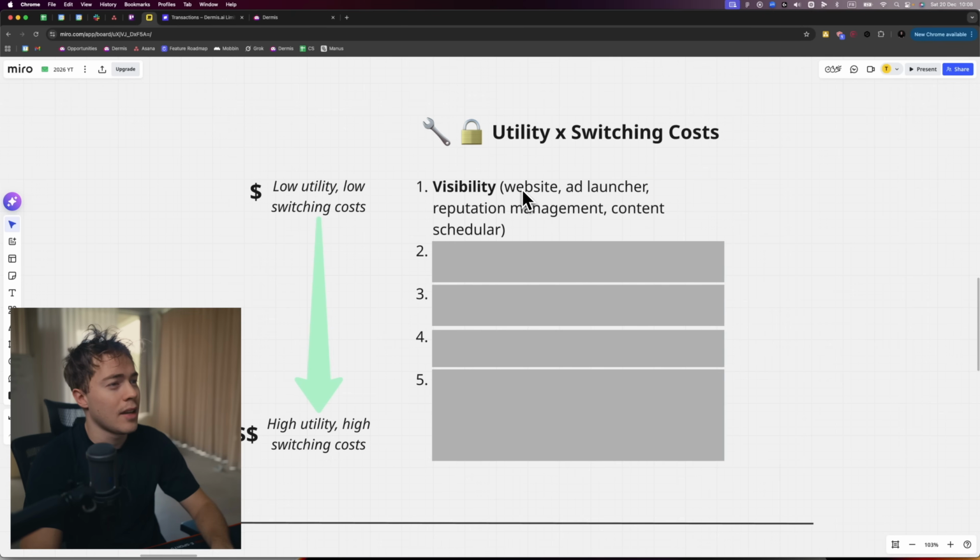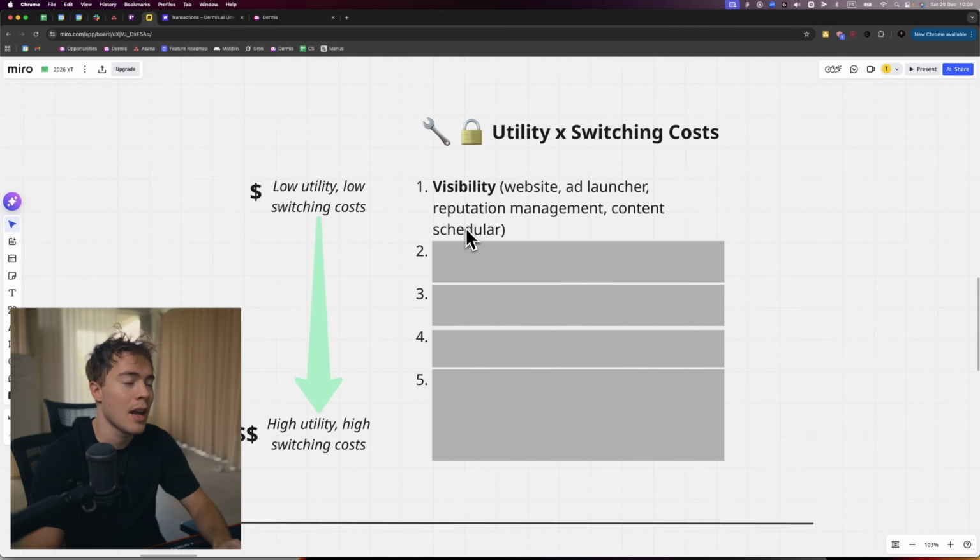So these are things like building them a website, providing them an ad launcher tool, running their ads. Another thing is reputation management, so getting them more Google reviews so that they rank higher on search engines. Another thing is a content scheduler, right? On social media, you can give them a tool that automatically posts their content on socials, which is not a massive thing they're going to be willing to pay for, okay?